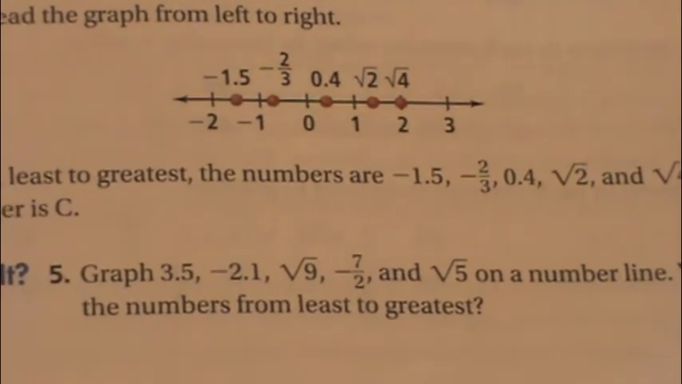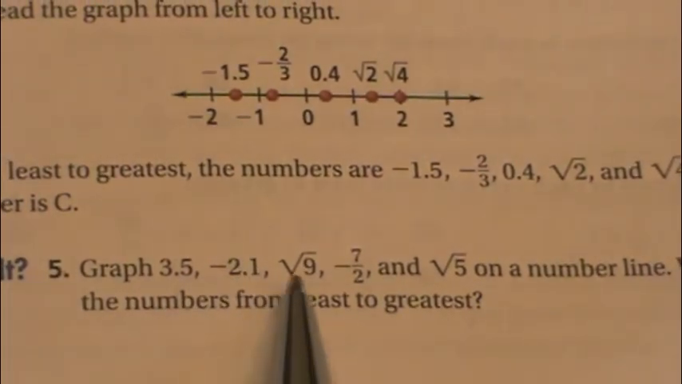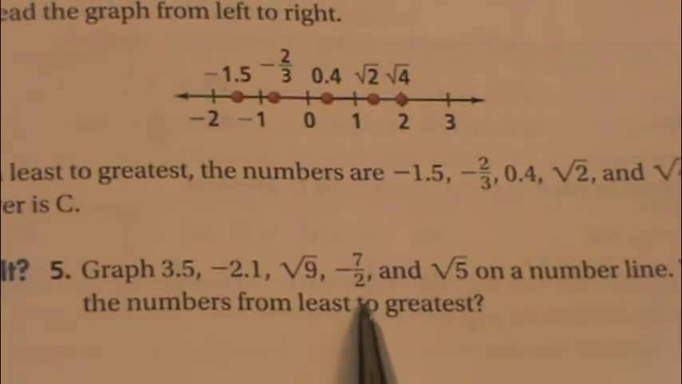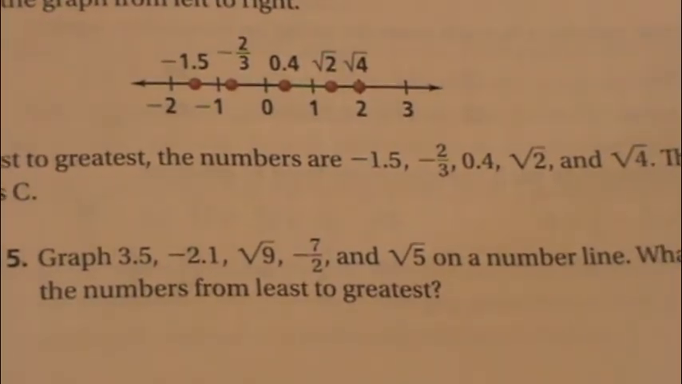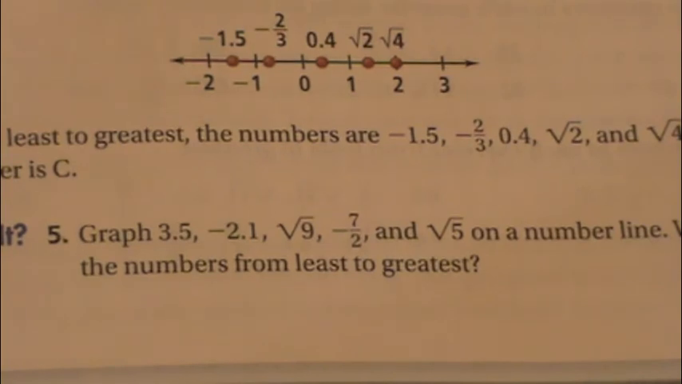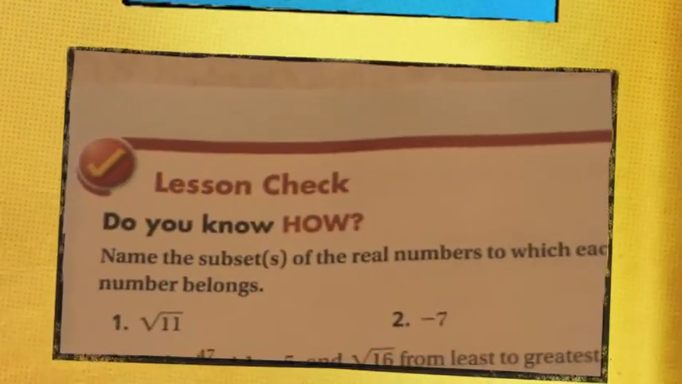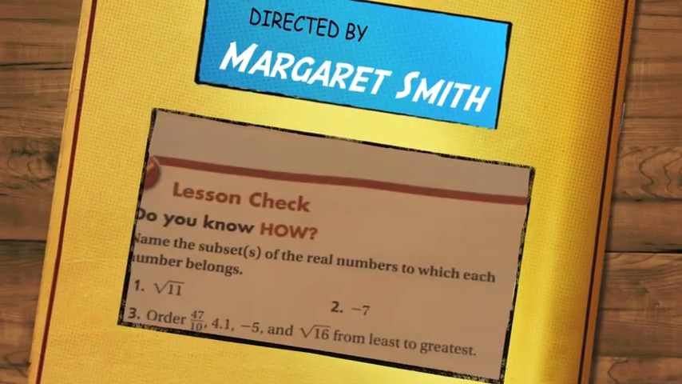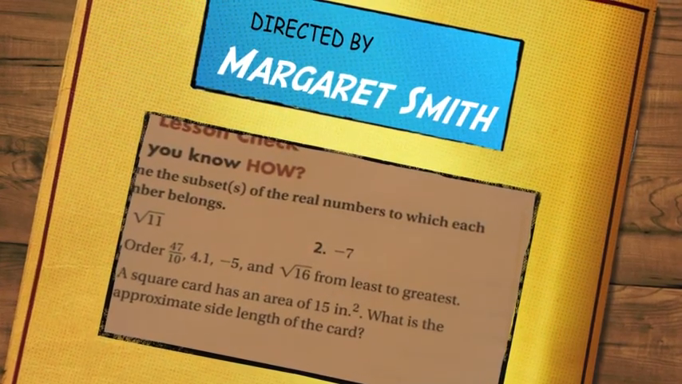Now, you get to do the same thing. Problem 5, graph 3.5, negative 2.1, square root of 9, negative 7 halves, and root 5 on a number line. After you finish that, go on to the next page. Do the lesson check, all 8 problems. It's only 8 problems. And we'll check them tomorrow in class. Good job. We're done.